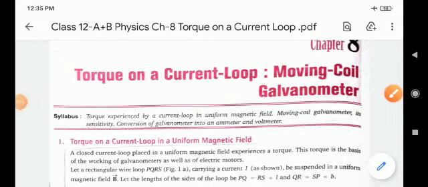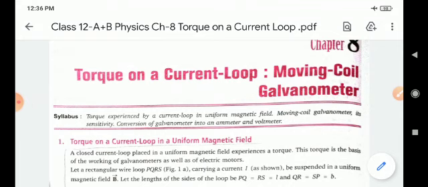Good morning, everyone. Welcome again to this physics class on torque on a current loop. Firstly, we will discuss the syllabus. The syllabus is: torque experienced by a current loop in a uniform magnetic field, moving coil galvanometer, its sensitivity, and conversion of a galvanometer into an ammeter and voltmeter. But the very important part is torque.